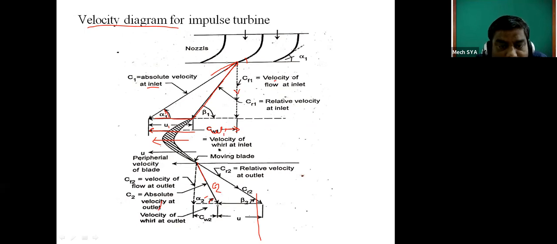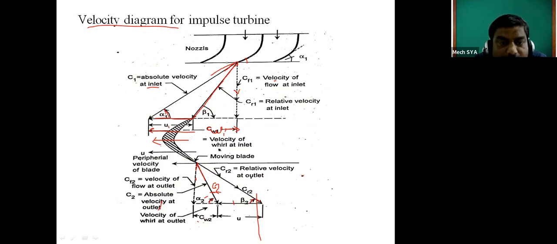Now this C2 also has two components. One in the tangential direction, the horizontal component, is called CW2, and the vertical component is called CF2, the velocity of flow at outlet. U remains constant, so the blade moves with the velocity U. The relative difference between C2 and U is called CR2, and the angle CR2 makes with the horizontal is called the blade angle at outlet.